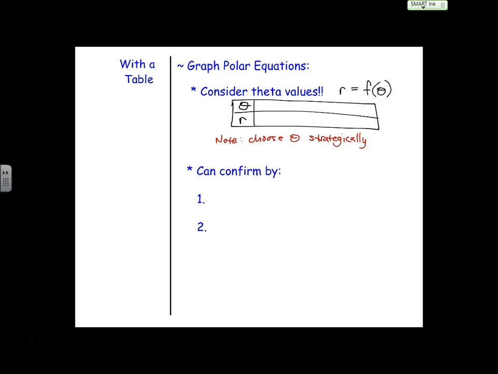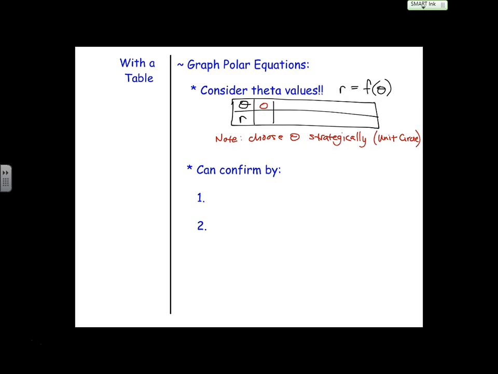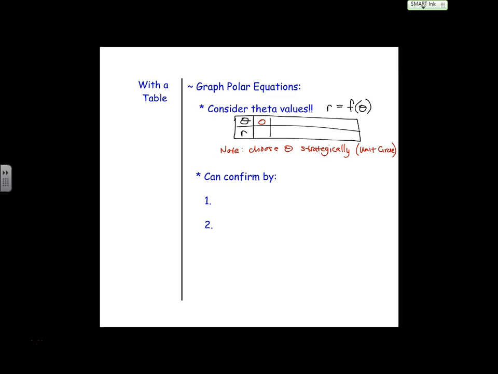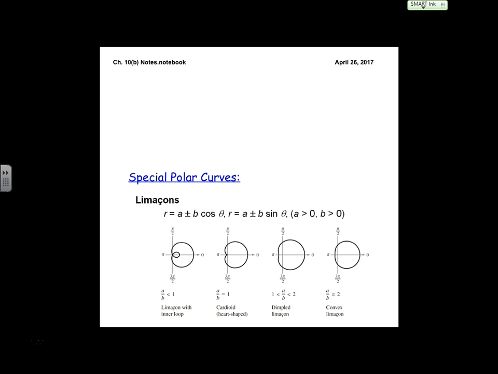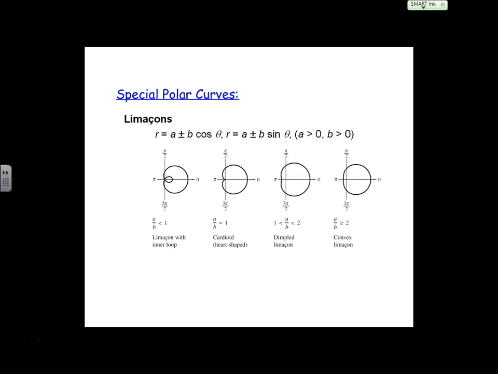What do I mean by strategically? Yeah, let's go by increasing angles, probably starting at 0. Depending on the function, once you guys get the hang of polar curves, and once you kind of figure out what the different shapes are, and I showed them to you at the end of yesterday, right? They were down here. These are the basic polar curves.